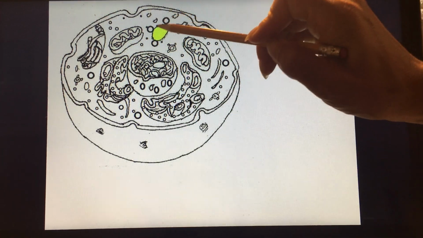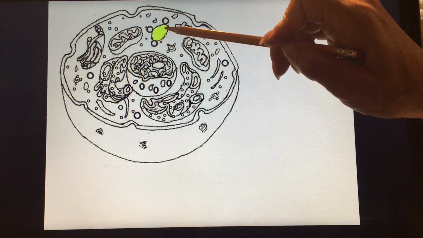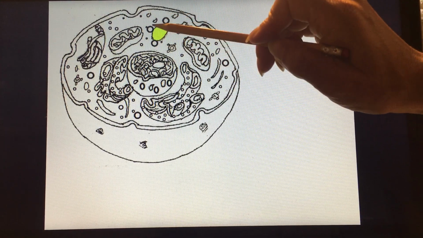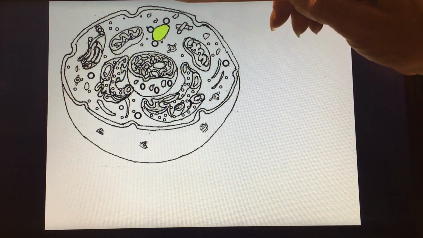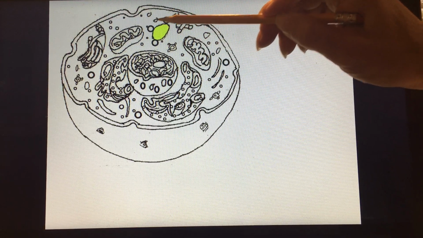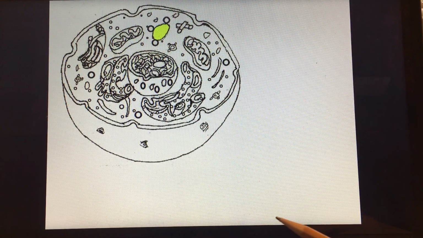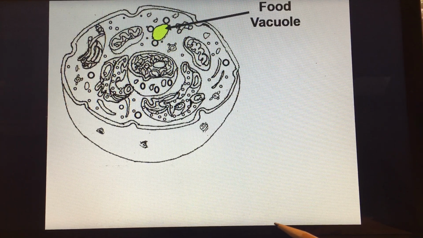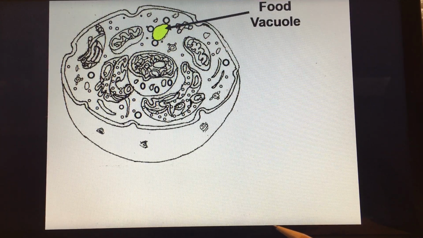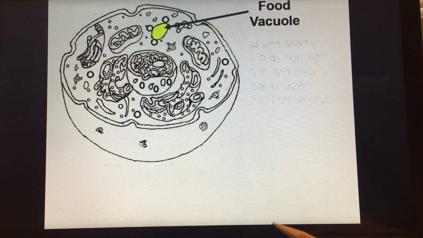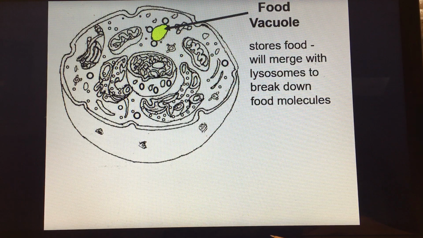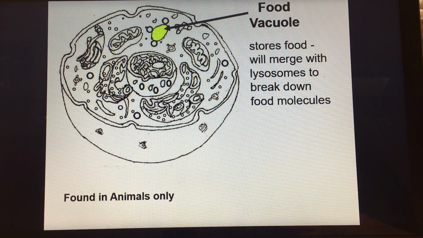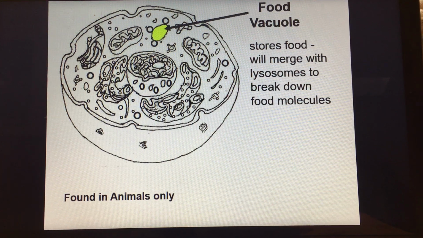So this structure is called a food vacuole. And if you notice, there are in this diagram 3 lysosomes stuck to it. So the food particle would get ingested by the cell, and then the lysosomes would merge with it, releasing their digestive enzymes into the food vacuole, breaking down the food. So the food vacuole stores food and will merge with lysosomes to break down the food molecules into smaller molecules. And these are found in animal cells only.